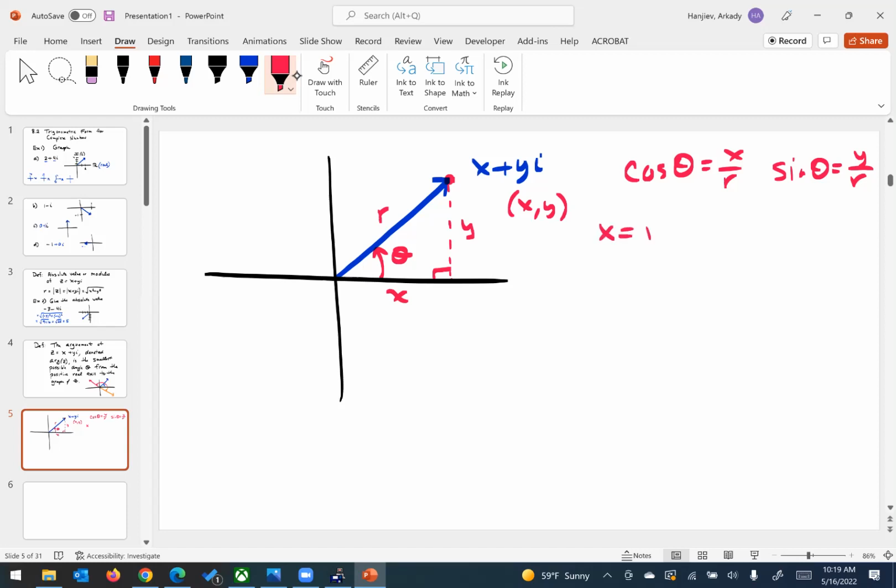X is equal to R cosine theta. Y is equal to R sine theta. And then now we put it together here. If that's true, then this has to be true.